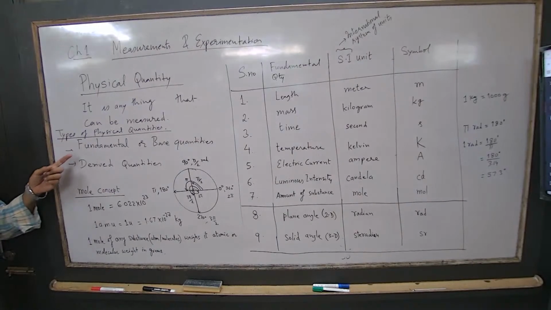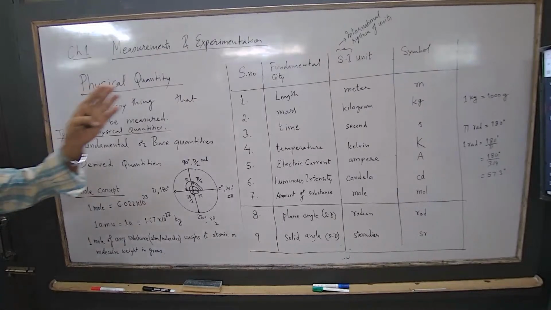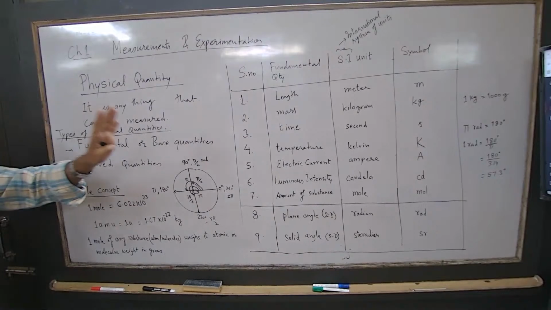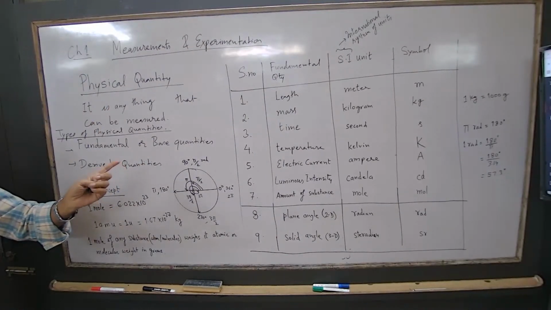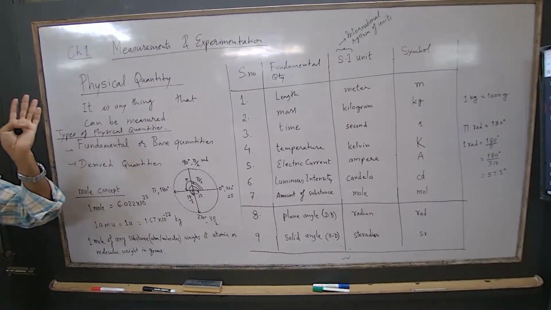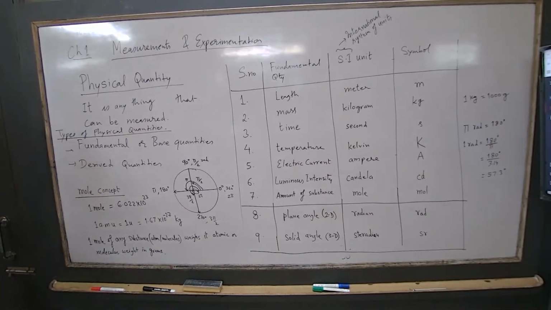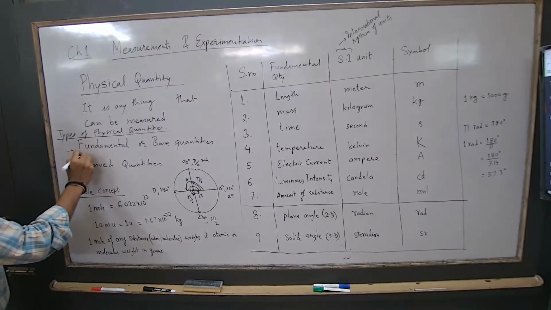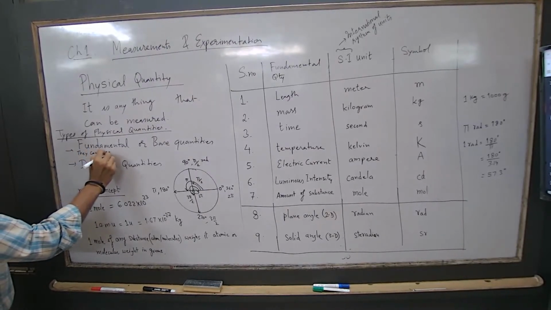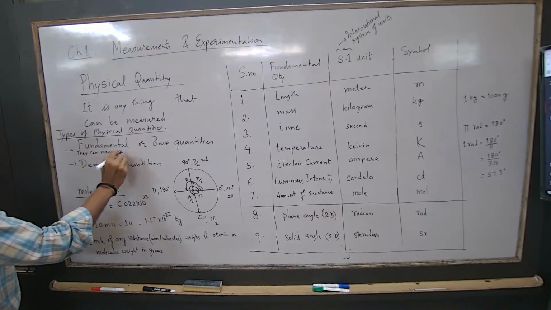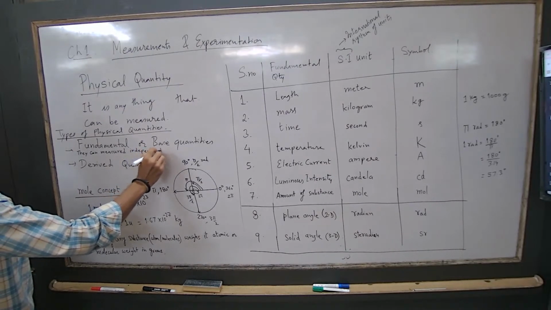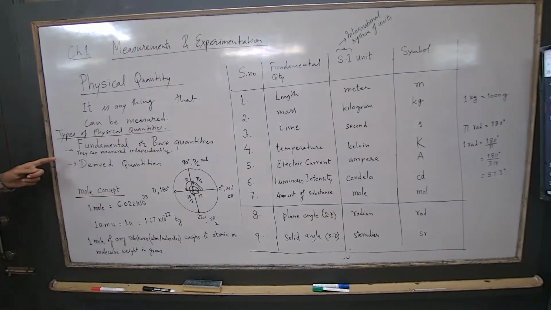Right? So we have just named the fundamental quantities, but what about them? All these quantities can be measured independently. They do not depend on any other object for their measurement. That's why they are fundamental. They can be measured independently or directly. So they don't depend upon other quantities. Okay, this is how the fundamental quantities are defined.